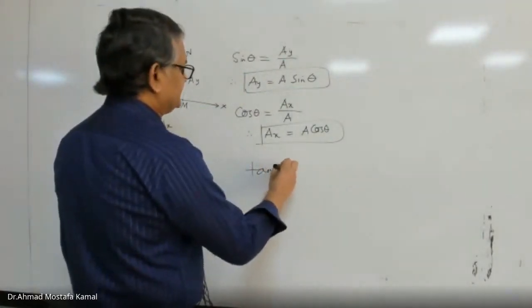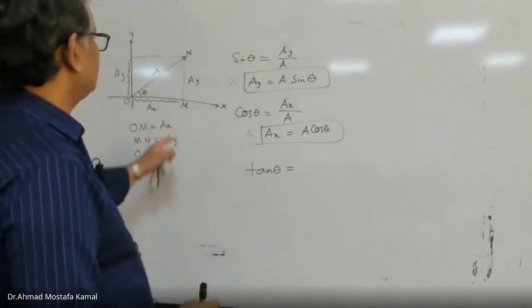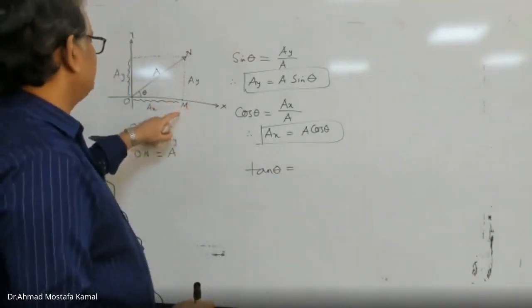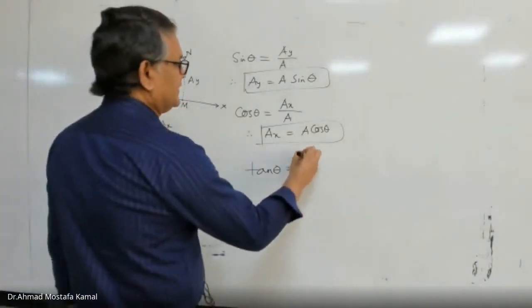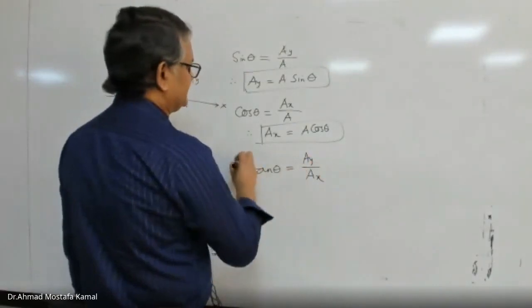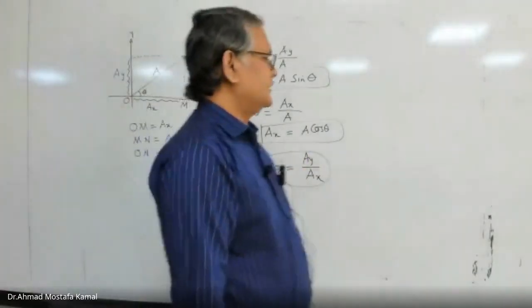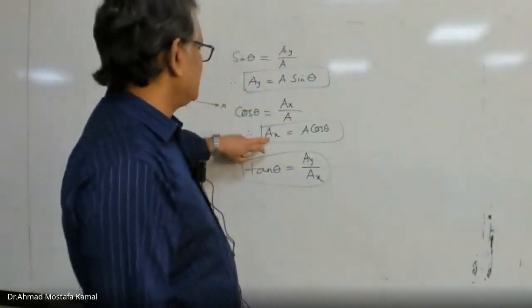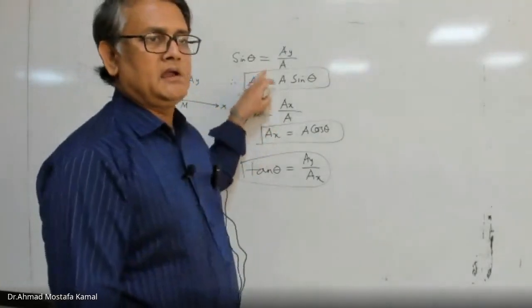Tan theta is always the vertical component by the horizontal component. That means opposite by adjacent, lombo by bhumi. So therefore, it is always y divided by x, Ay by Ax. So this is tan theta. The most important thing is to write down the x component and the y component. Okay, x component and y component.